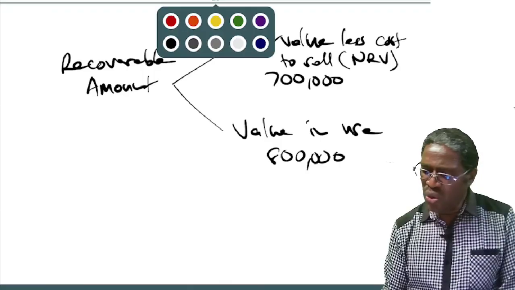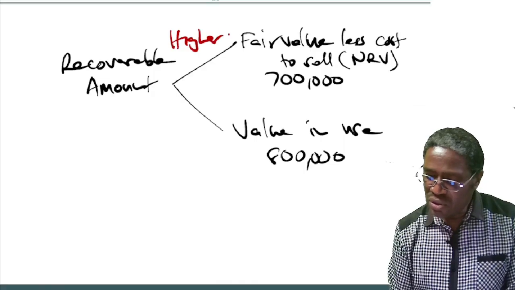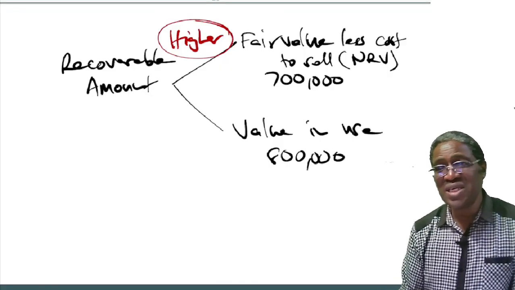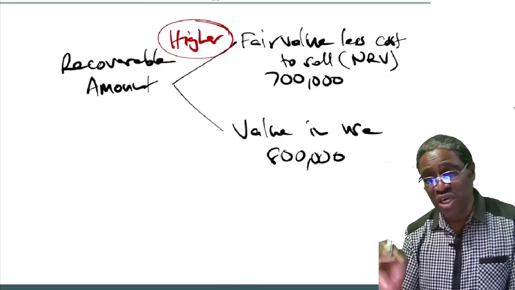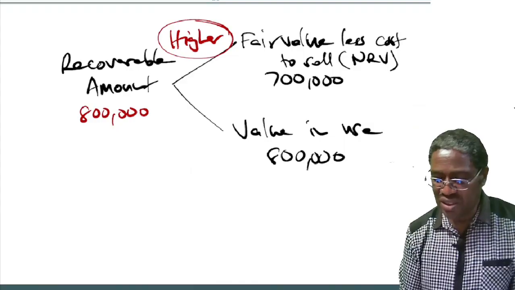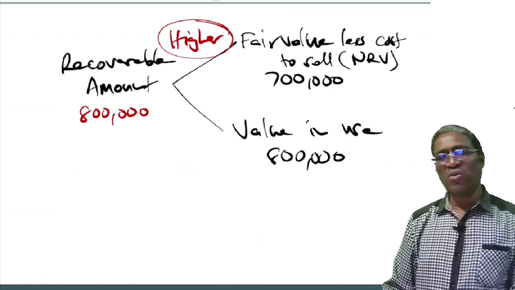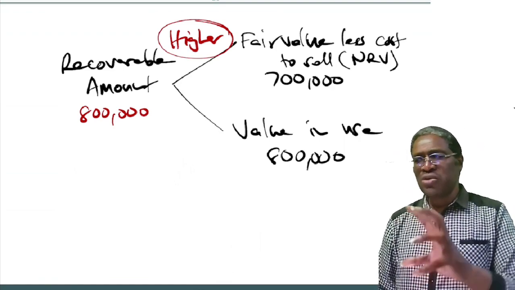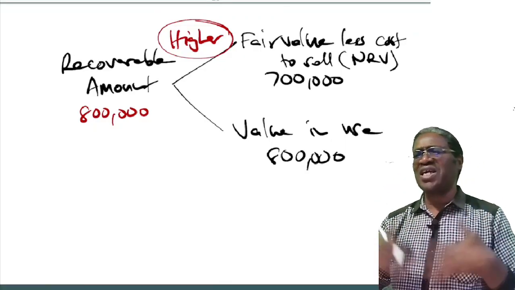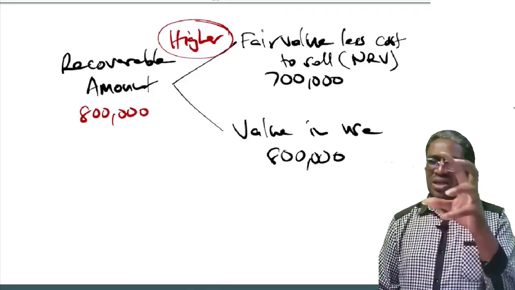Now listen, whichever of the two is higher, that is what you consider to be the recoverable amount. So in our case here, the higher of these two is 800,000. That's how we determine the recoverable amount of an asset. So if you are told to define what is recoverable amount, and you have been asked again and again as a theory question in your past papers, define the term recoverable amount.